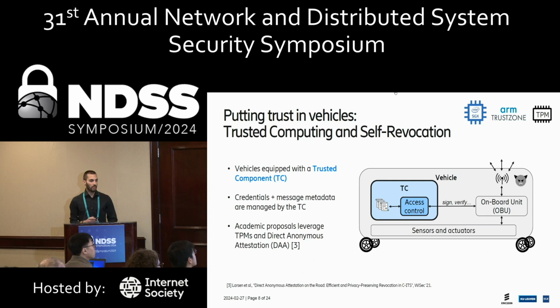So in the research, there is an alternative approach, which is called self-revocation. And this relies on trusted computing to work. So trusted computing here is used in the vehicles. So we are putting a trusted element in each vehicle, or also called trusted component, that is responsible for managing these credentials. So these credentials are kept isolated from the rest of the system. And there is some access control that manages requests from the outside, for example, making a signature or verifying a message.